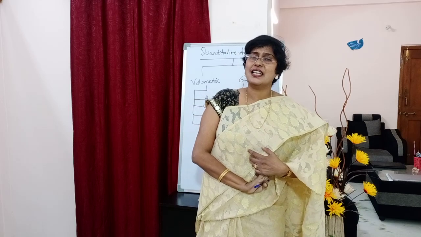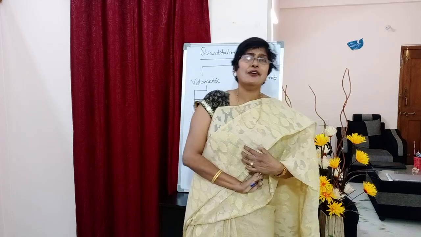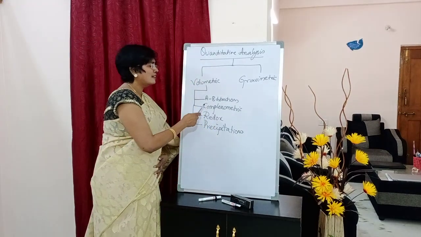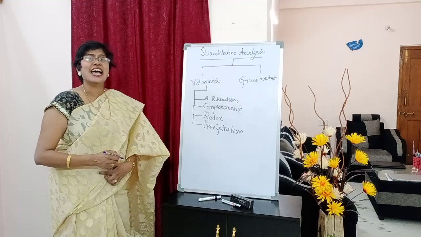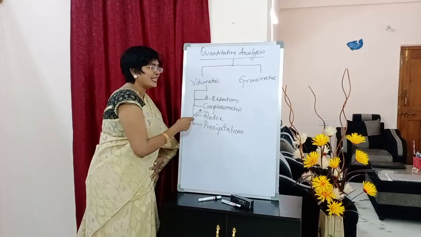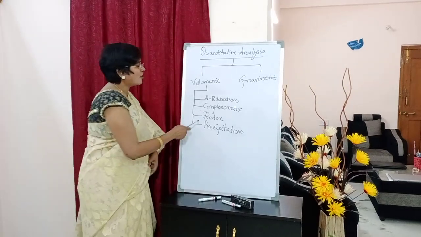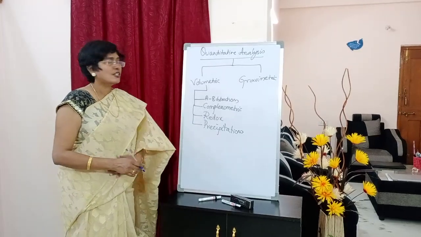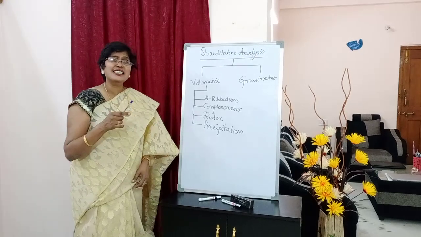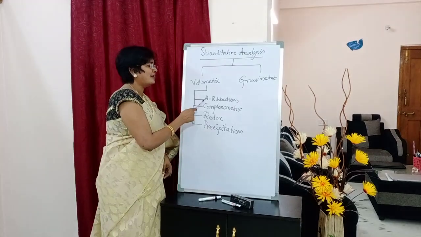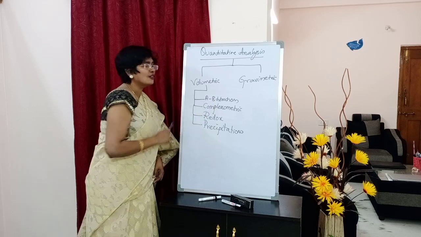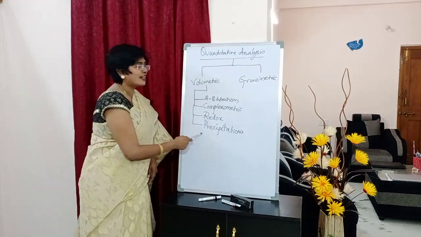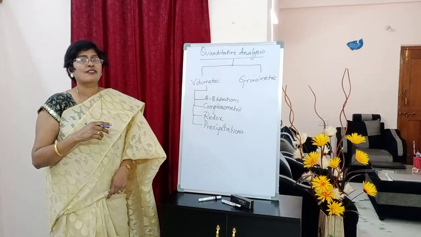Under volumetric analysis, students, we have the following types of titrations. Look here, I have mentioned acid-base titrations, complexometric titrations, redox titrations and precipitation titrations. In semester 3, we will be having acid-base and complexometric titrations. In semester 4, we will be doing redox and precipitation titrations.